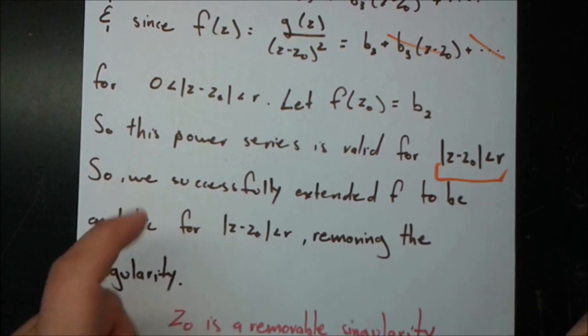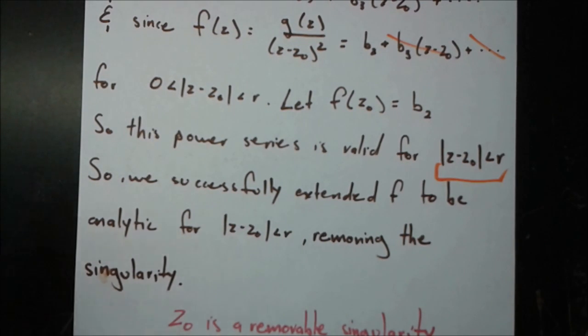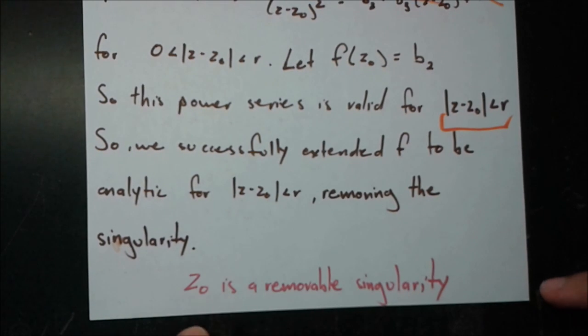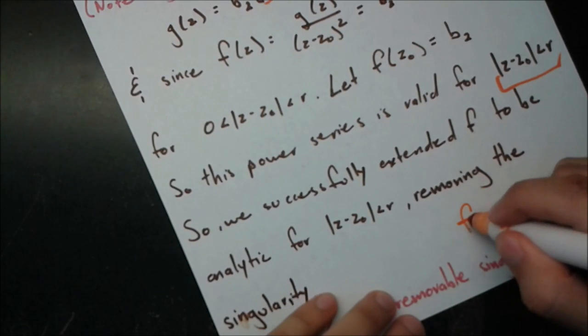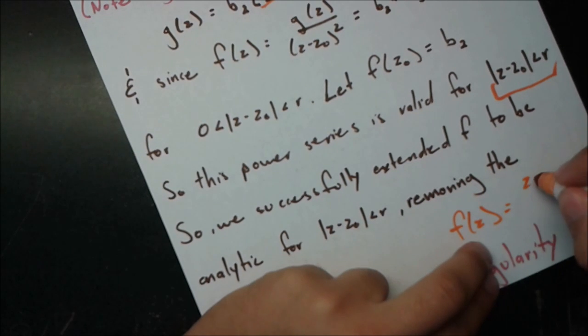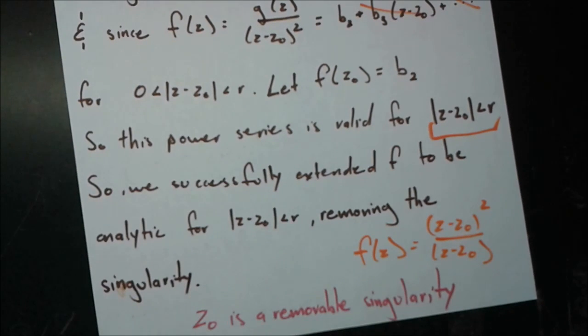So what we have done, what I wrote here, is we have successfully extended f to be analytic for the whole disk, and by doing that we remove the singularity, because by making it analytic for the whole disk, it's as if that singularity doesn't even exist. So in this case, we say z0 is a removable singularity. And usually how you'll see this is if you have f of z as some function like z minus z0 squared over z minus z0. You might have run across this in calculus where you can just cancel one off both of them, and then it is analytic for all z in the disk, for example. But that's usually the form you're going to see it in.